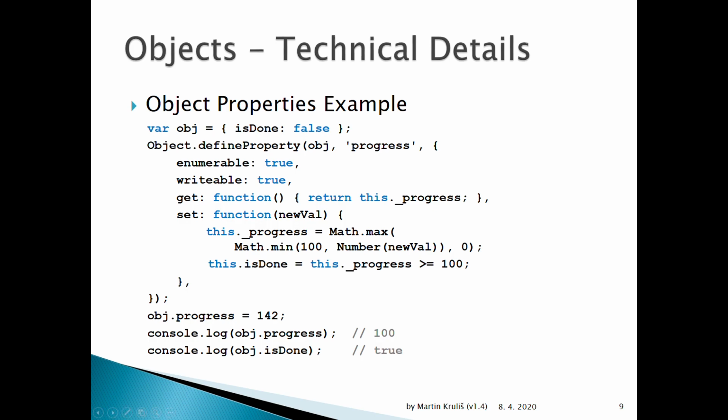So if we have this object, then we can set the progress property as if we are assigning a normal value to it. But as you can see, if we read it later, if we try to reach the previously written value, we get a slightly different value. We get only 100, and also if we check the isDone property, it will be set to true despite the fact we didn't change it directly.